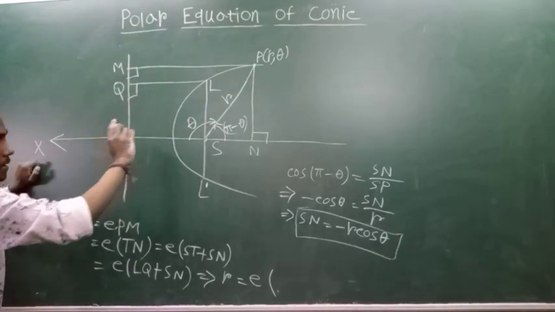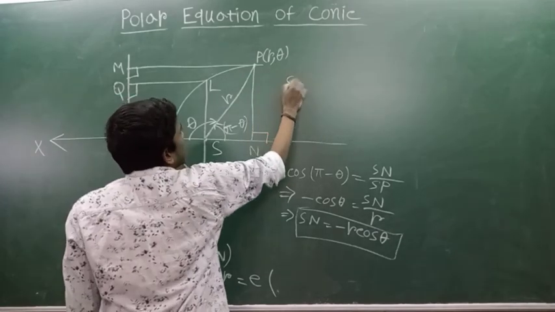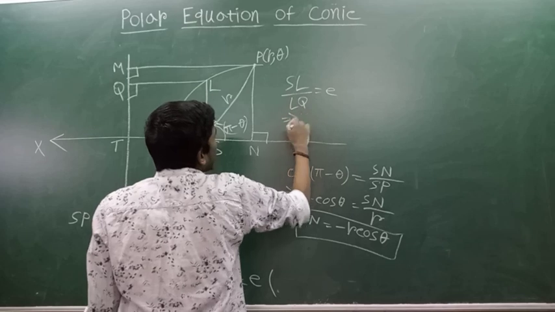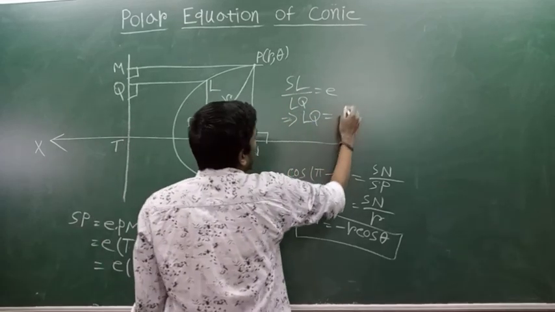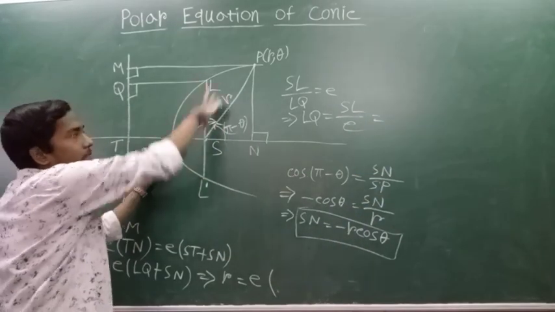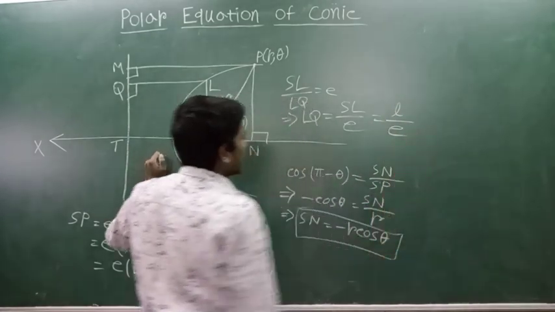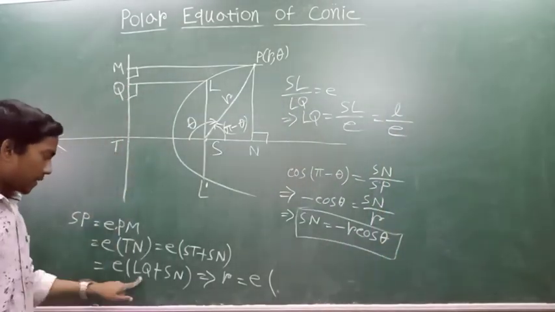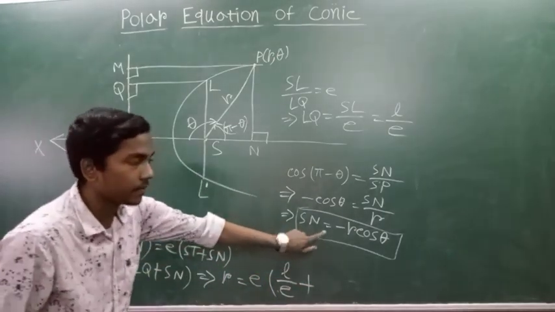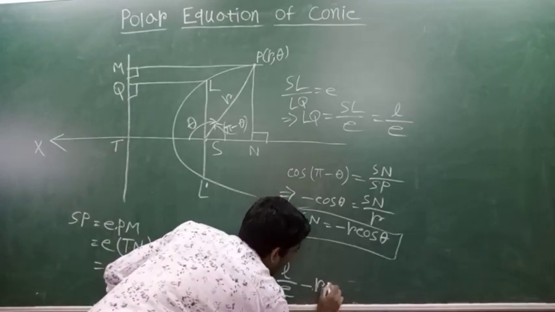Similarly we get L is a point of the conic. So we can write that SL by LQ is equal to E, and from here we get LQ is equal to SL by E, and SL is this distance, which is the length of semi-latus rectum. So LQ is equal to L by E. Okay. So instead of LQ we'll write L by E plus, instead of SN we'll write minus R cos theta. So here we write minus R cos theta.